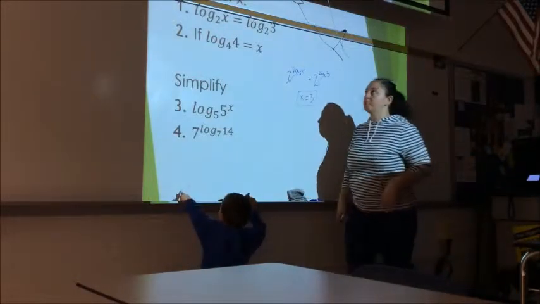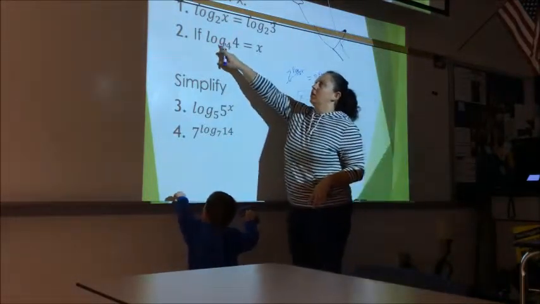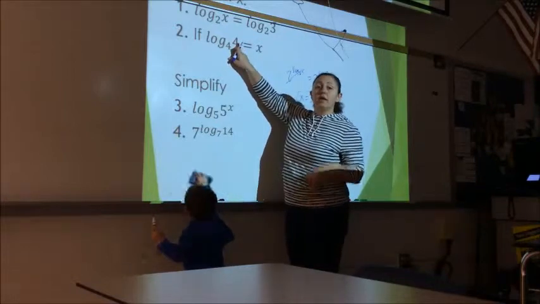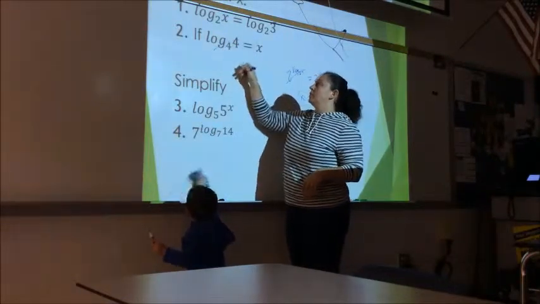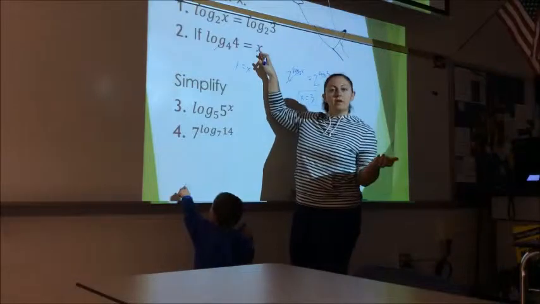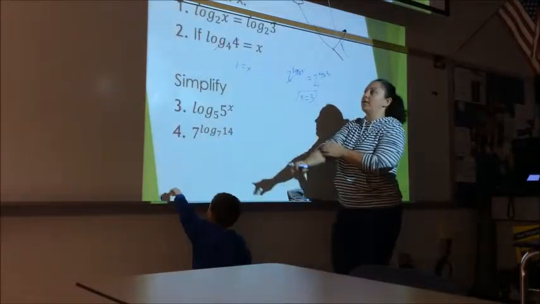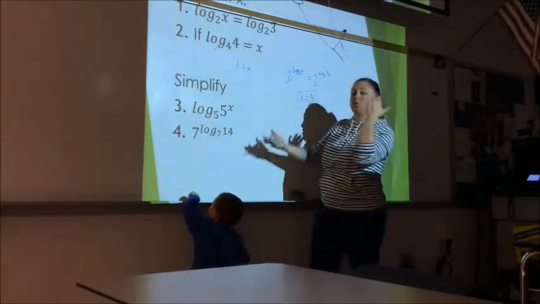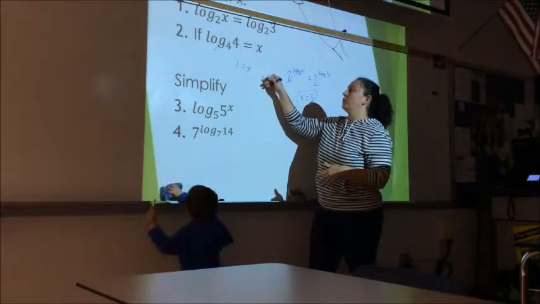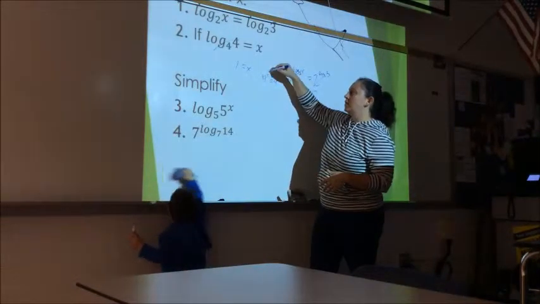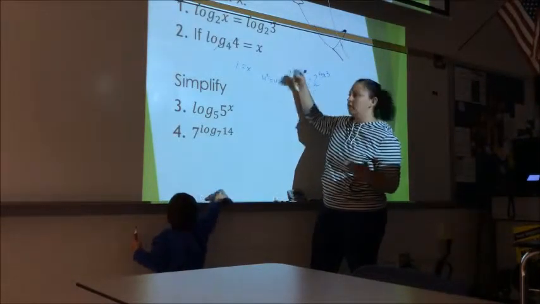Easy enough, right? Here, log base 4 of 4 cancel. That leaves you with just 1. 1 equals x. Easy enough as well. Again, this is that same concept of you could switch it to the exponential. 4 to the power of x equals 4. What does x have to be? It's got to be 1.